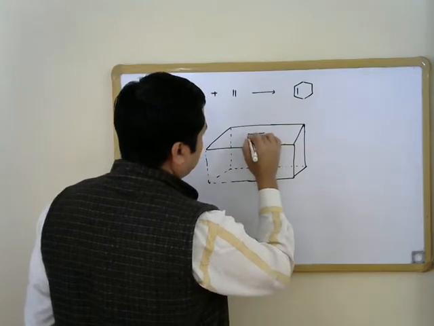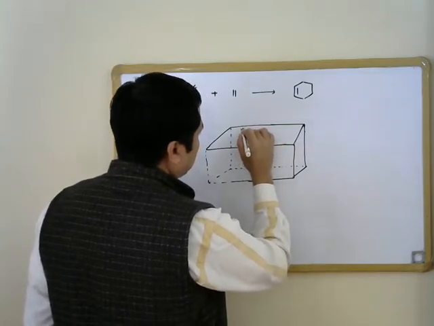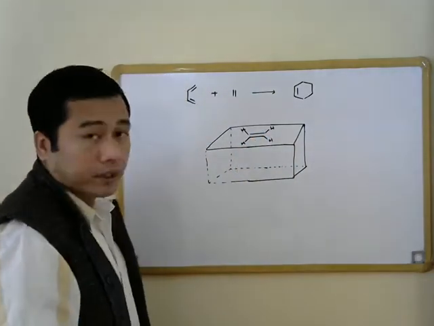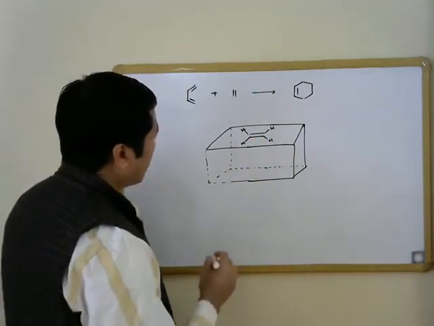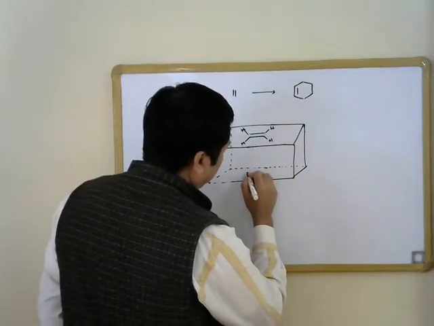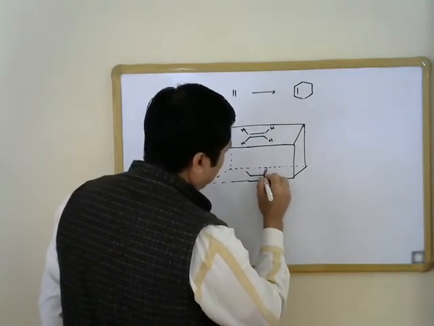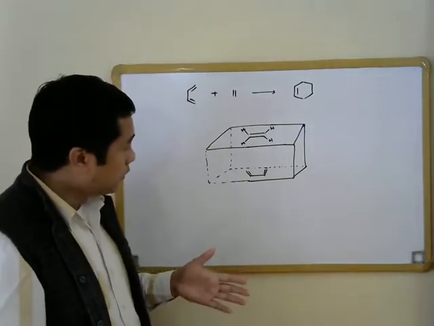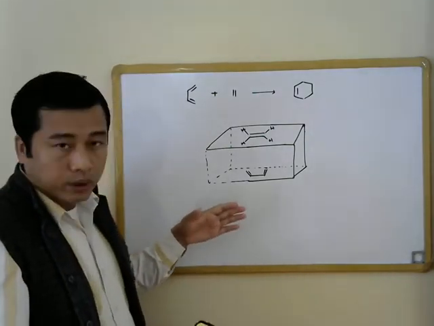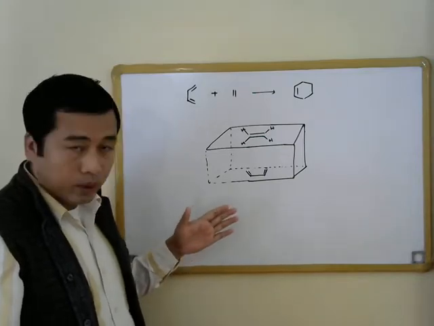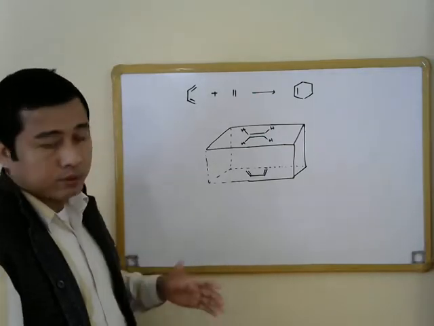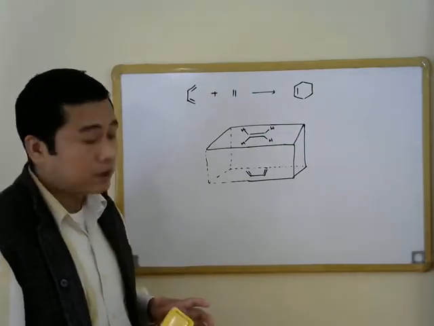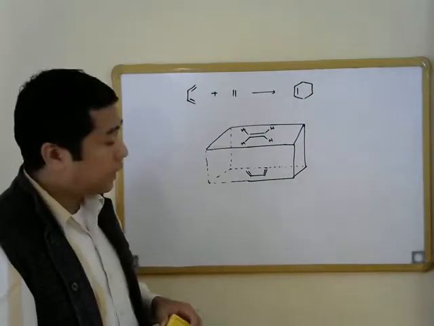that is the olefin, on the top surface of the cube over here, and then we can place the diene on the bottom surface of the cube here, and that is how the olefin and the diene approach each other during this 4n+2 or 4+2 cycloaddition reaction, or the Diels Alder reaction.